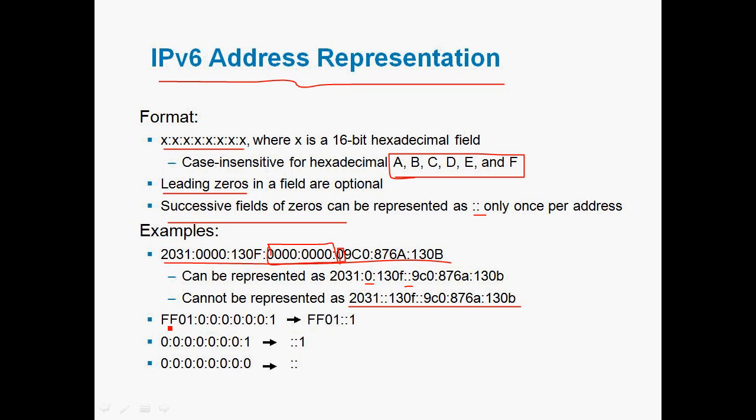Next we can see FF01:0000:0000:0001. So the continuous zeros can be eliminated and that can be written with a double colon. Next, if the first 127 bits are zeros and the 128th bit is 1, we can write it as ::1. If all 128 bits are zeros, we can write it as a double colon.